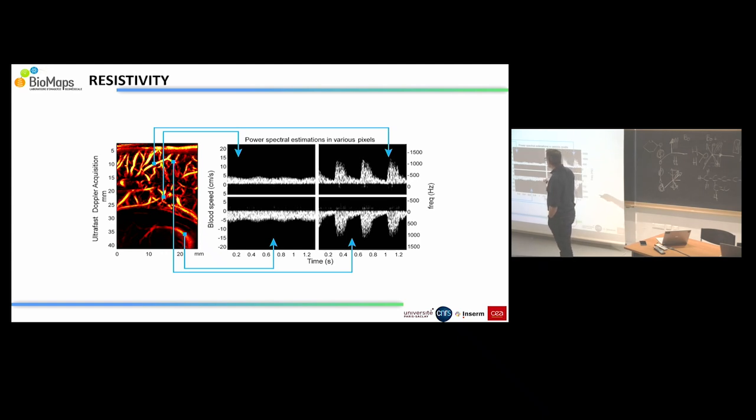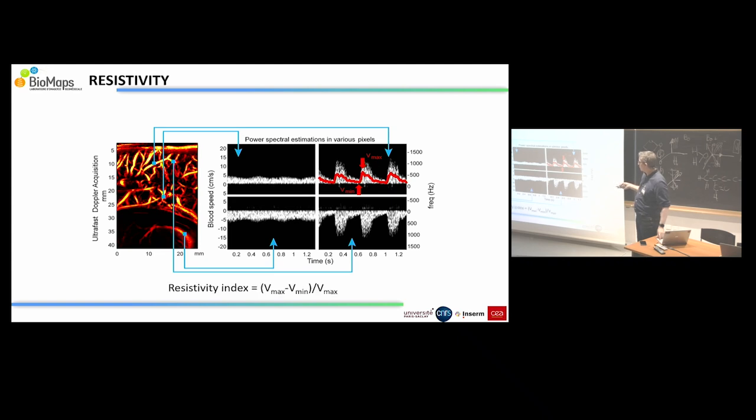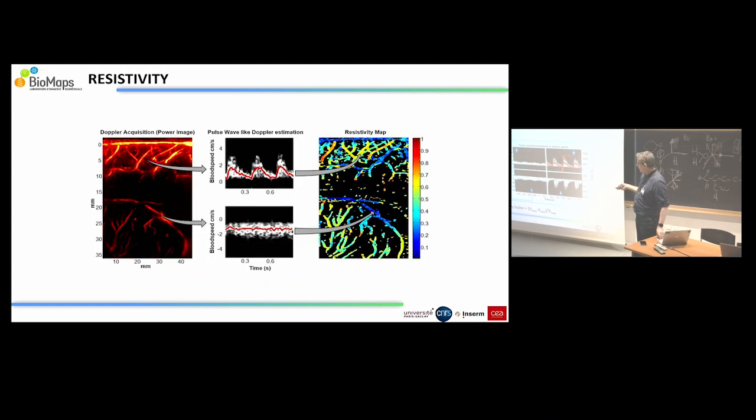So when you are in a vein, the spectrum is very flat. When you are in an artery, you have a big spectrum. If you take the mean value of the velocity and the max value of the velocity, you can calculate this resistivity index, which was defined by Leon Pourcelot in the 70s. And you can, like this, with the ultrafast information, get this information for each point of the image, and like this build a resistivity map which gives you what is vein, what is arteries.